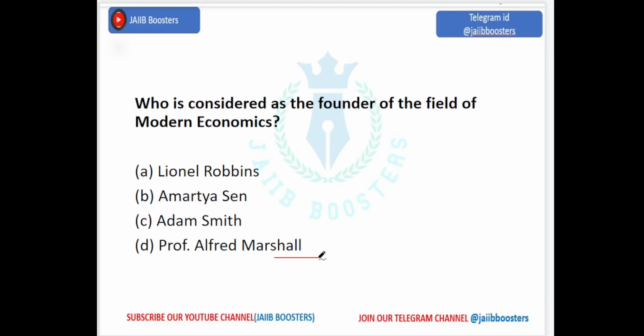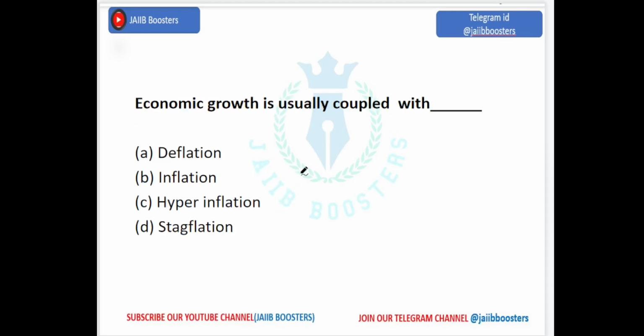What does Marshall stand for? Previously, we have learned: Adam Smith, Marshall, Robbins: scarcity, wealth, welfare. Robbins is scarcity. Adam Smith is wealth. Marshall is welfare. And now, who is the father of the field of modern economics? It's Adam Smith. Adam Smith is the founder of modern economics and also the study of wealth.